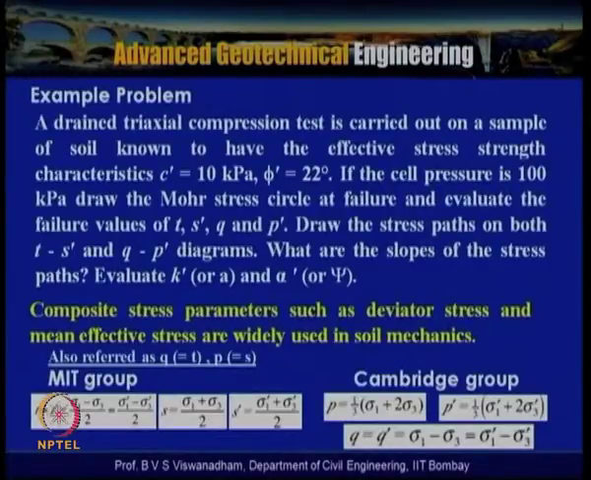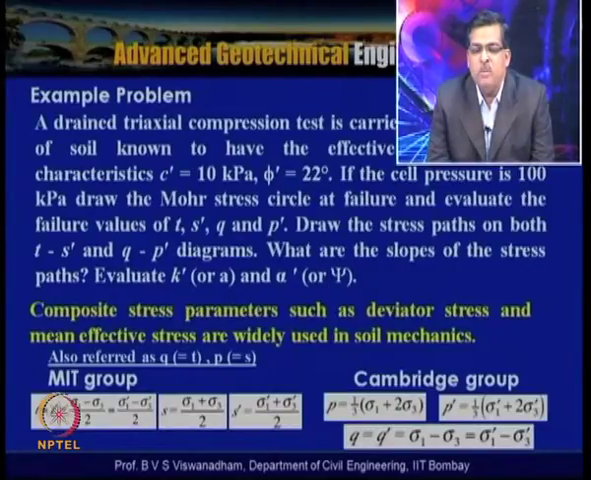So we should refer here that there are two types of composite stress parameters. One was put forward by the MIT group and the other by the Cambridge group, and both groups have unfortunately used the same symbols, q and p. For convenience here, q is also defined as t and p is also defined as s. The composite stress parameters, such as the deviator stress and the mean effective stress, are widely used in soil mechanics. In the course of the lectures, here and there we have used both the MIT group and Cambridge group q and p symbols, but here we are distinguishing them.